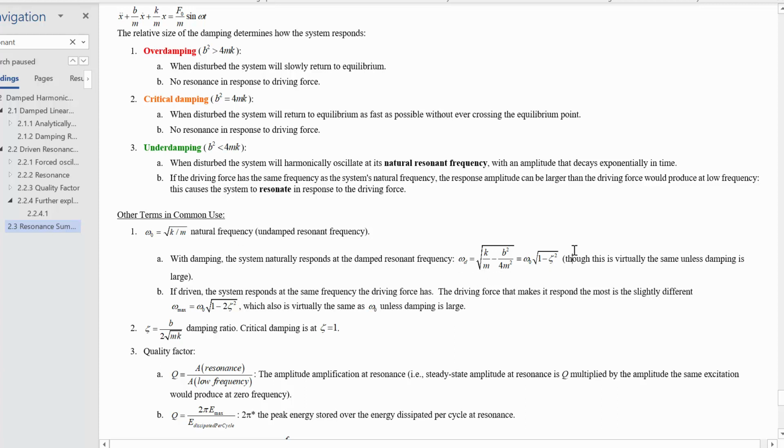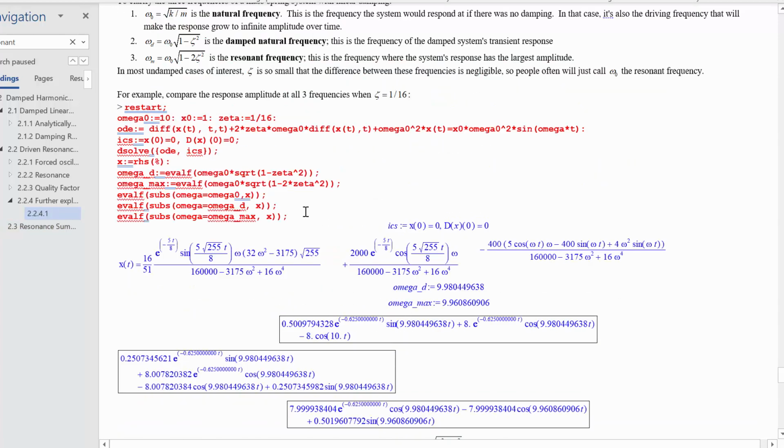Omega d is the frequency that the system will naturally respond at in the transient response when there's damping. So let's say omega naught is 10 and it has some initial position, has some damping, and you let it go. There's a transient response which has this exponential decay, and this will be at the frequency of omega d.